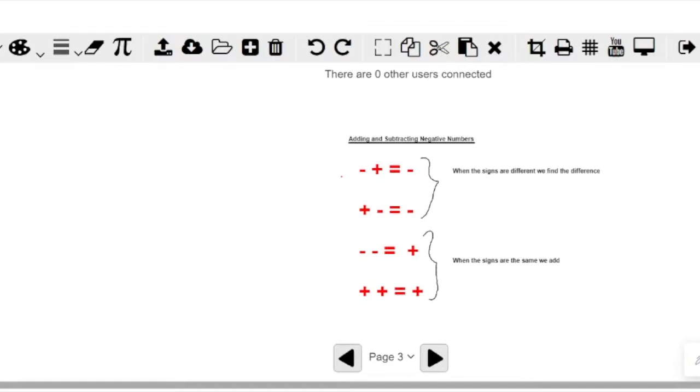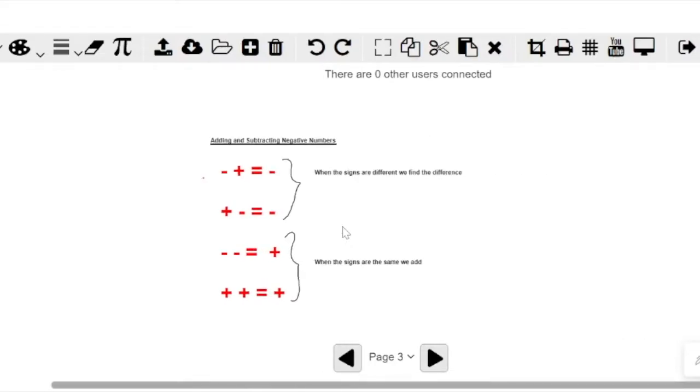Today we are going to go over part 2 of adding and subtracting negative numbers. If you haven't watched part 1, please make sure you check the description bar below. It should have a link in there. So go over and watch part 1 before you jump into part 2. If you've watched part 1, let's move on to the next one.